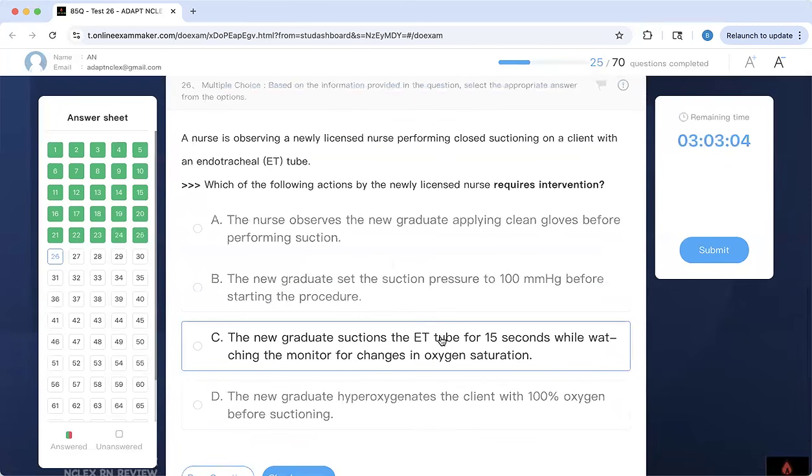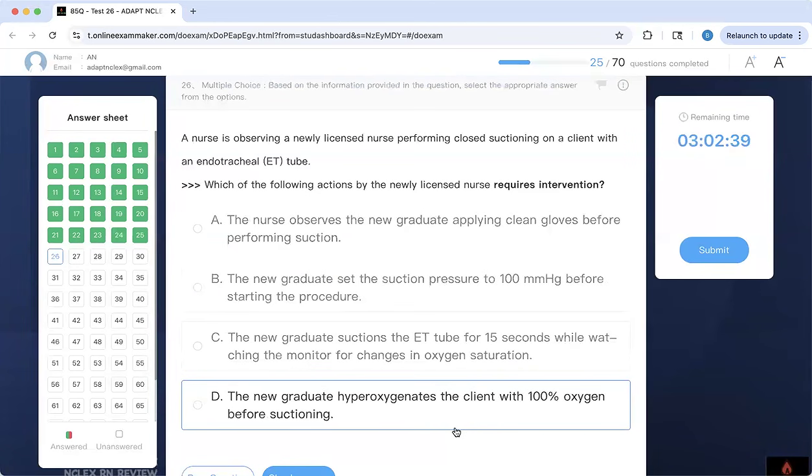A nurse is observing a newly licensed nurse performing closed suctioning on a client with an endotracheal tube. Which of the following actions by the newly licensed nurse requires intervention? The nurse observes the new graduate applying clean gloves before performing suctioning. The new graduate sets the suction pressure to 100 millimeters of mercury before starting the procedure. The new graduate suctioned the ET tube for 15 seconds while watching the monitor for changes in oxygen saturation. The new graduate hyperoxygenates the client with oxygen 100% before suctioning.